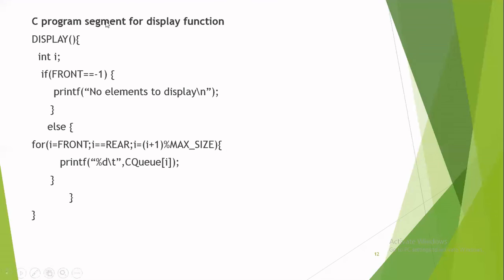Let us now discuss how to display the elements of the circular queue. Here I have called a display function. Before displaying the elements, make sure your list, that is the circular queue, is not empty by checking the condition front equals -1. If front equals -1, it clearly indicates the queue is empty and there are no elements to display. Else you are going to display the elements from the front pointer to the last pointer by incrementing the i value by i equals (i plus 1) modulo maximum size. After printing the elements of the circular queue, you are going to close the display function.